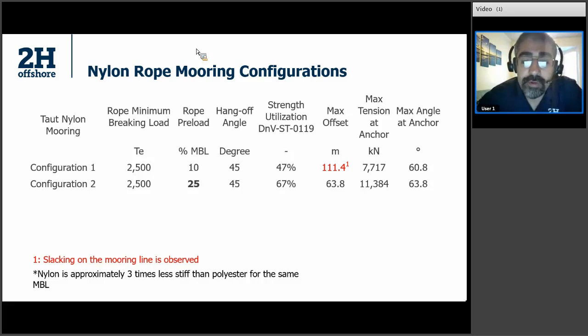And then in this configuration 2, we increase the preload level to get rid of the slacking events, and it helps with the offset as well.